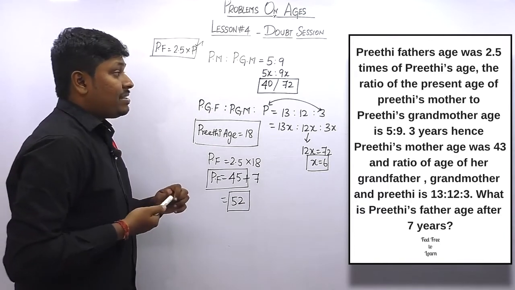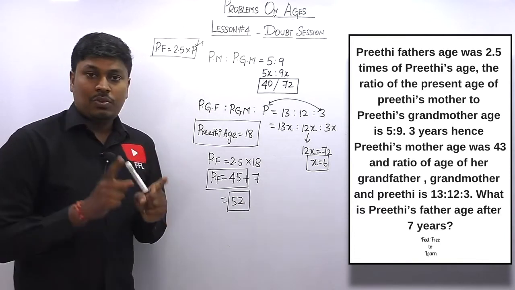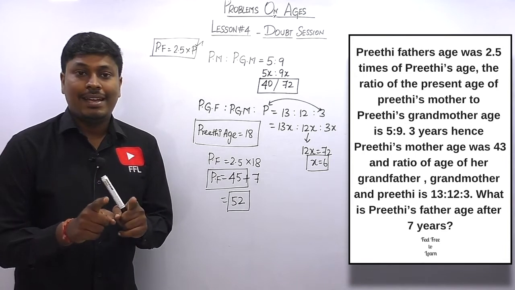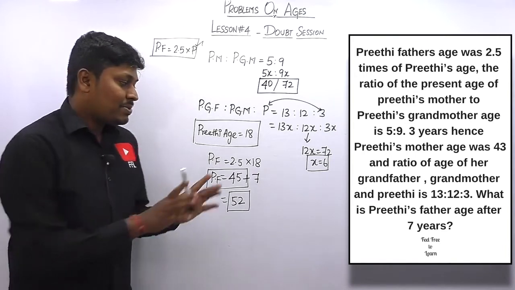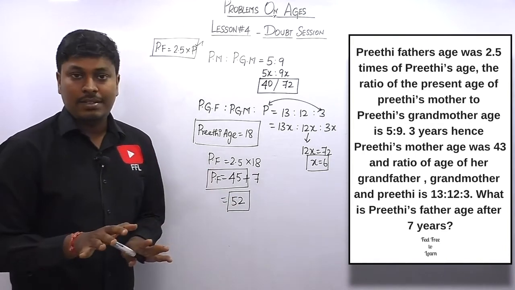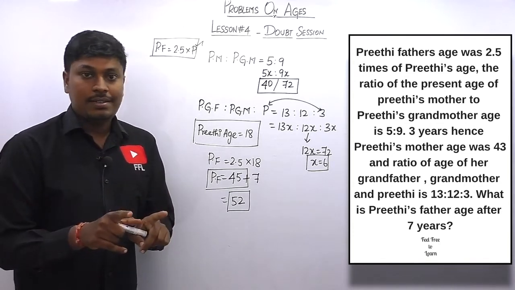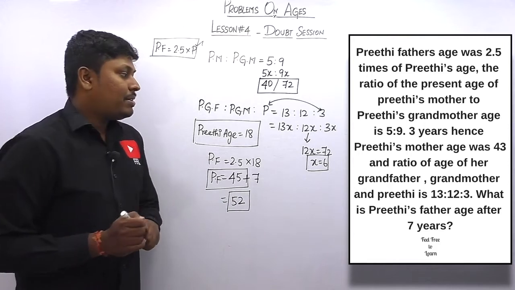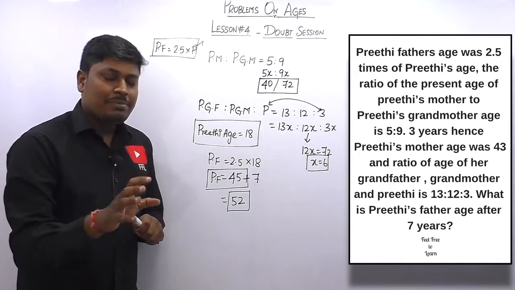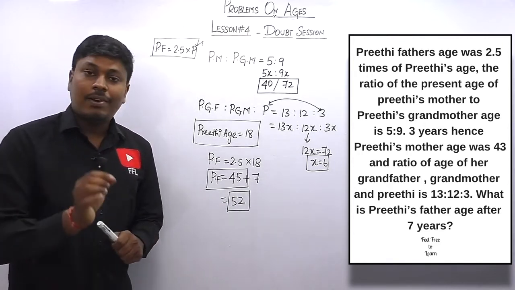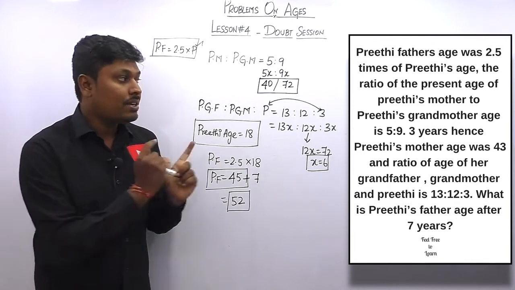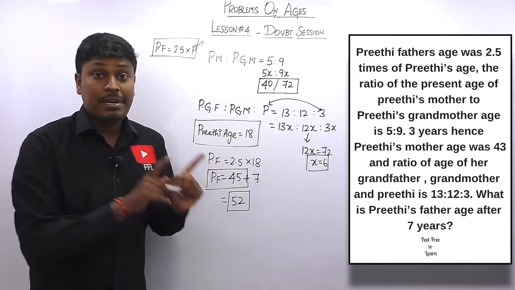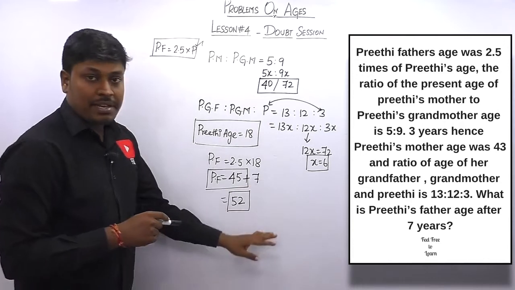Seriously, an interesting question. Only students who know the concept of problems on ages perfectly can solve this question, right? Without knowing the concept, if you learn only shortcuts, then definitely these questions cannot be solved. So remember that the basics and the concept are always important to crack all the difficult level questions. It is not difficult, it's a medium level question, but anyway, the concept plays a major role here.